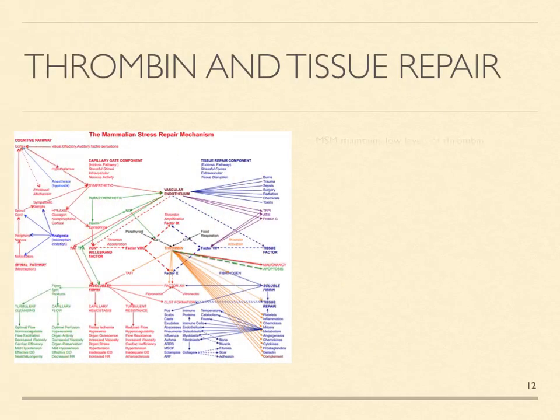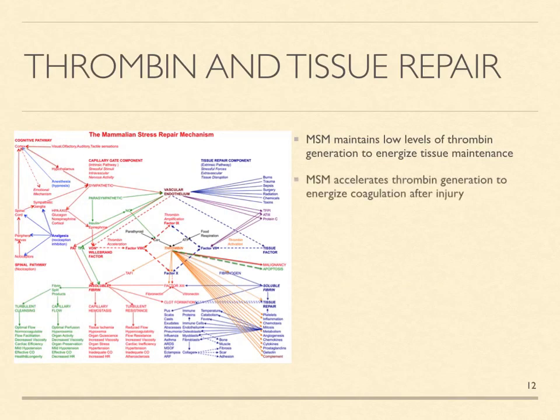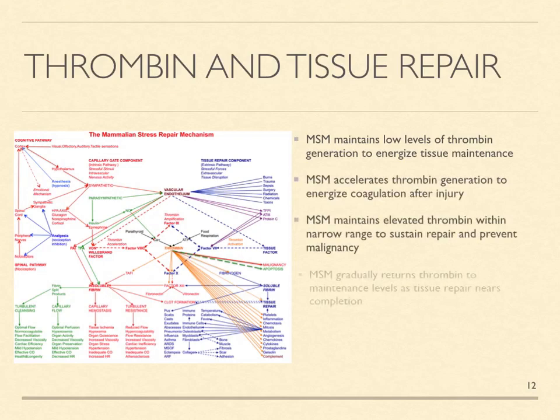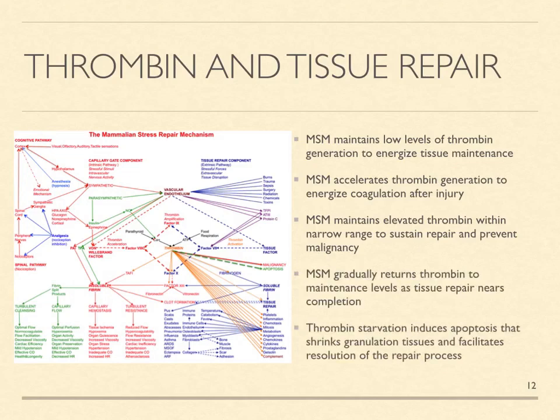This more complete MSM diagram shows thrombin pathways in orange. The MSM continuously generates small amounts of thrombin in all tissues to energize tissue maintenance. In the event of injury, it accelerates thrombin generation to energize coagulation.